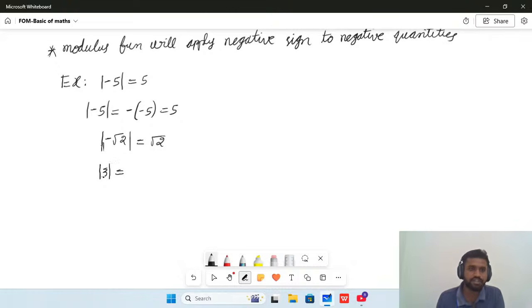will it apply a negative sign for 3? Can anyone tell me in the chat box, will it apply a negative sign for this 3? Once tell me in chat box. I can see here in chat box.